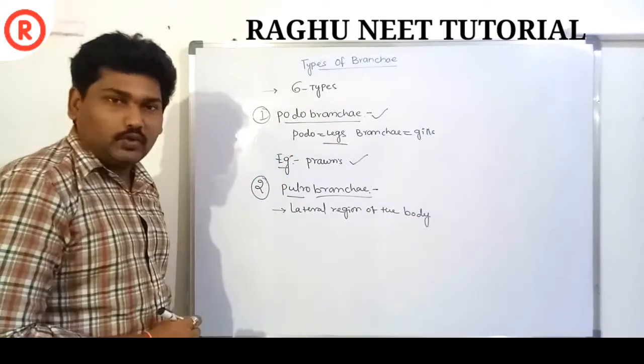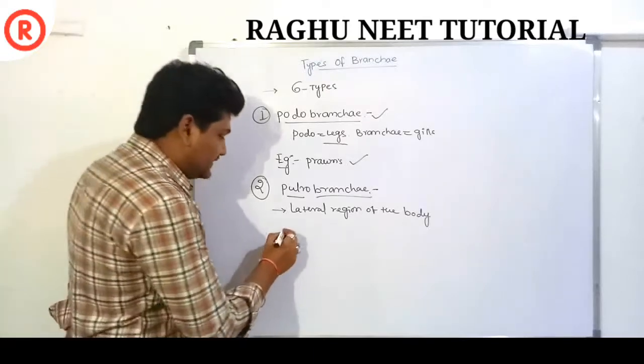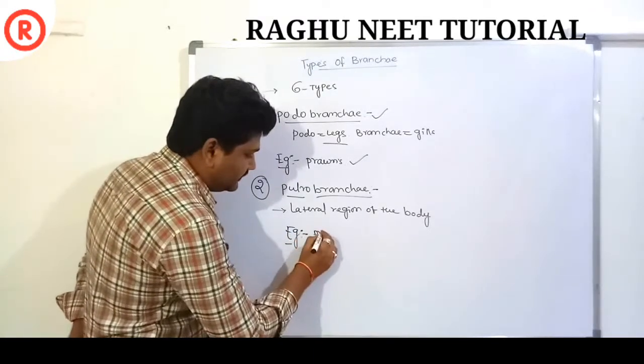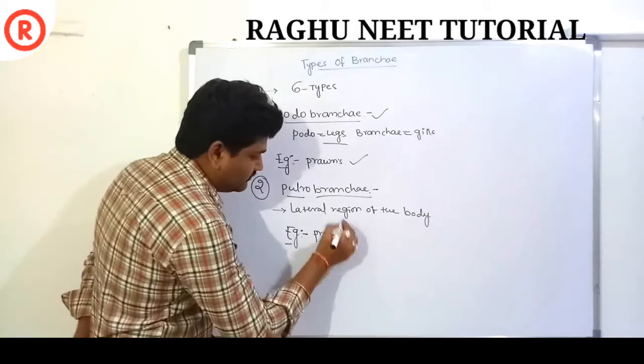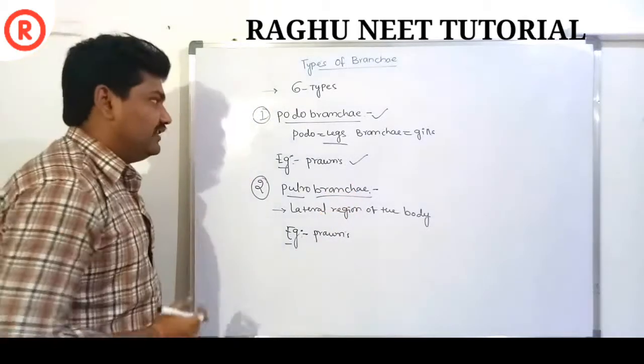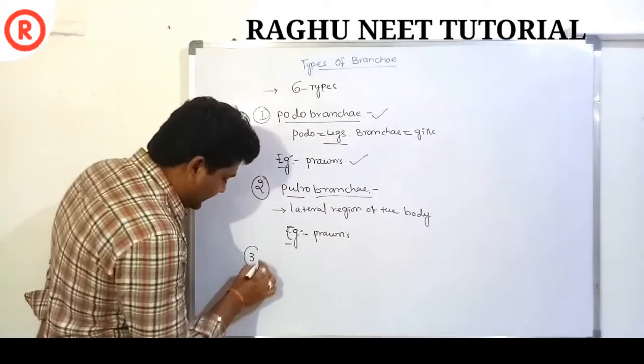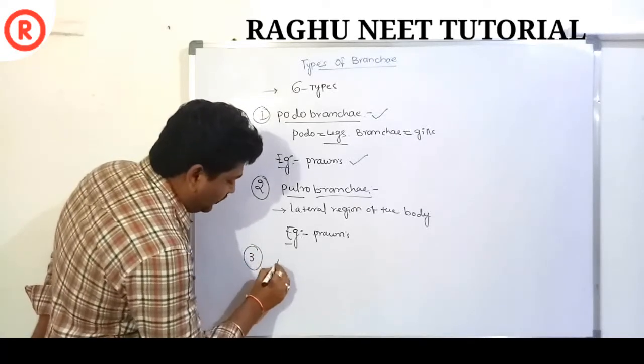So this type of gills is known as pleurobranchiae. Example, again prawn. Again, these prawns have two types of gills, the podobranchiae and pleurobranchiae, and the third one is arthrobranchiae.